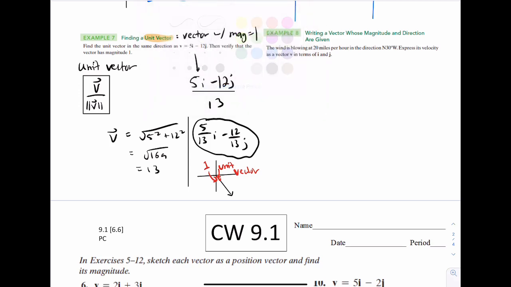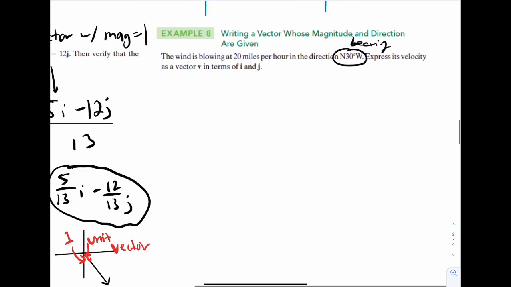Okay, last example. The wind is blowing at 20 miles per hour in the direction north 30 degrees west. So this is a bearing problem. You might recall this from trigonometry or Algebra 2. So all you need is to draw a quick axis, north, west, south, east, and you're going to draw a vector 30 degrees to the west of north. So that's all that means. North 30 degrees west means from the north, turn 30 degrees to the west.